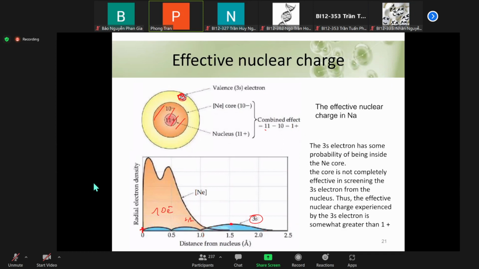What I mean is that if it stands only outside, far from the nucleus in this area, then the effective nuclear charge should be 1. Okay? But because sometimes this electron moves here, of course you will have stronger interaction with the nucleus. So in the end, you will have Z effective larger than 1 because you get stronger interaction with the nucleus when you get closer.